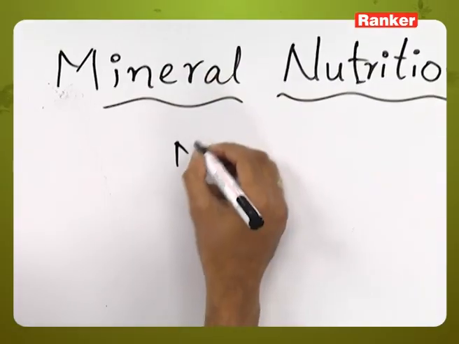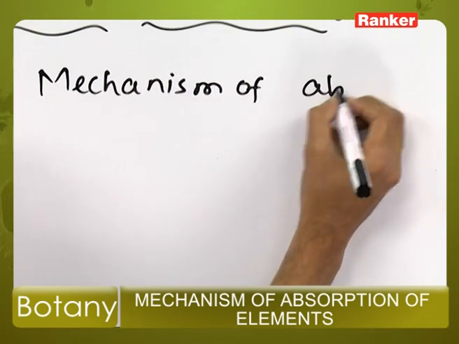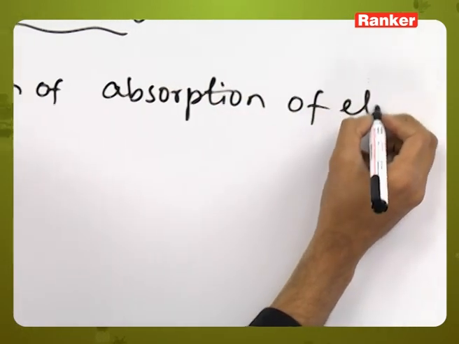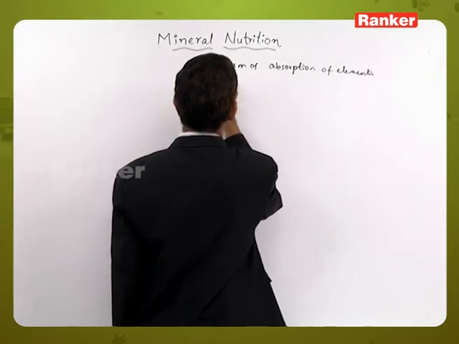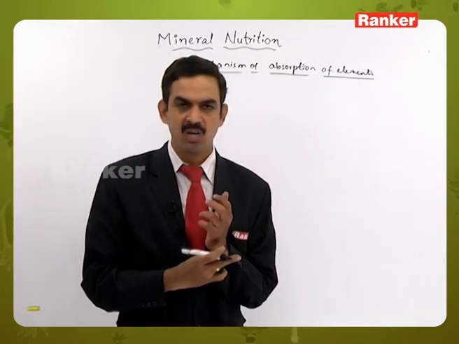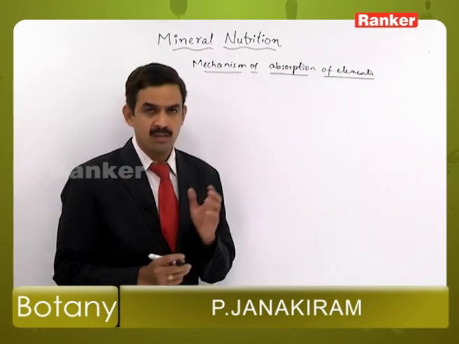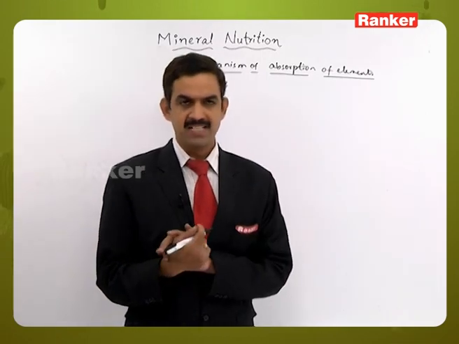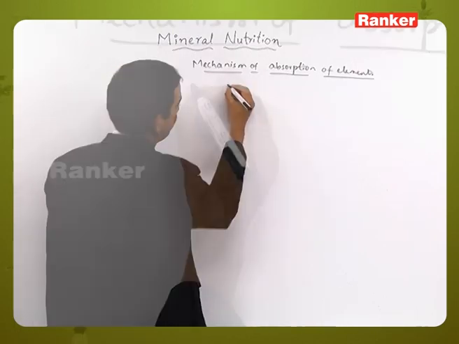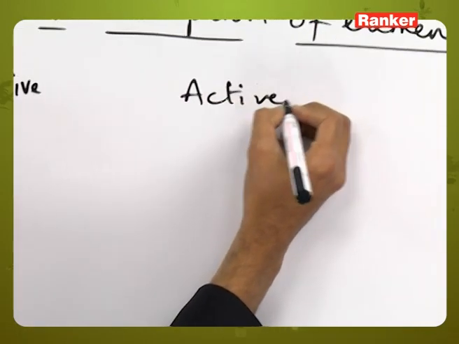Mechanism of absorption of ions, or mechanism of absorption of elements by the plants. The plants will absorb the elements, in the form of ions or minerals, from the soil. So here the uptake or absorption will be taking place. The absorption may take place either by a passive manner or by an active process.